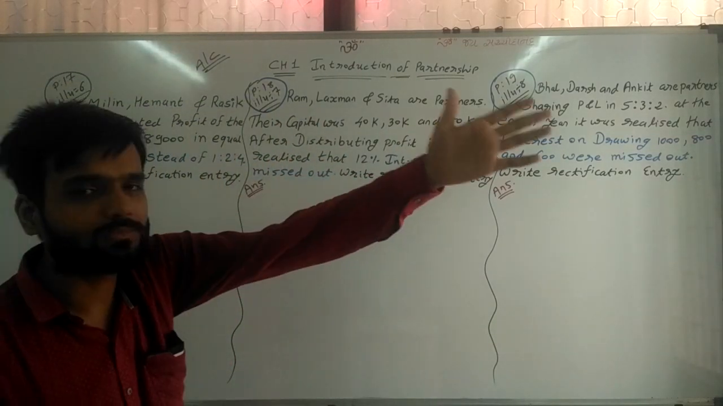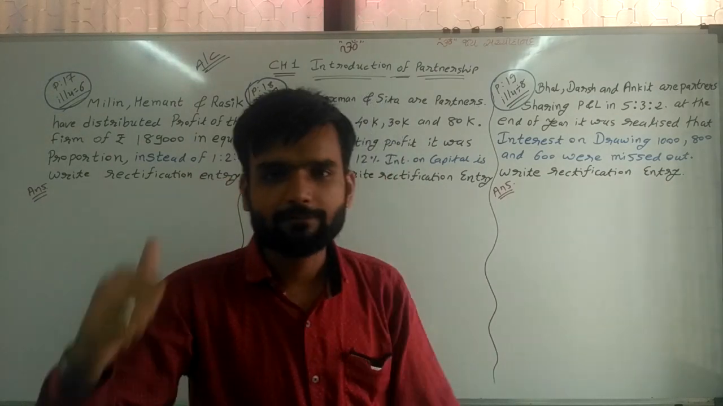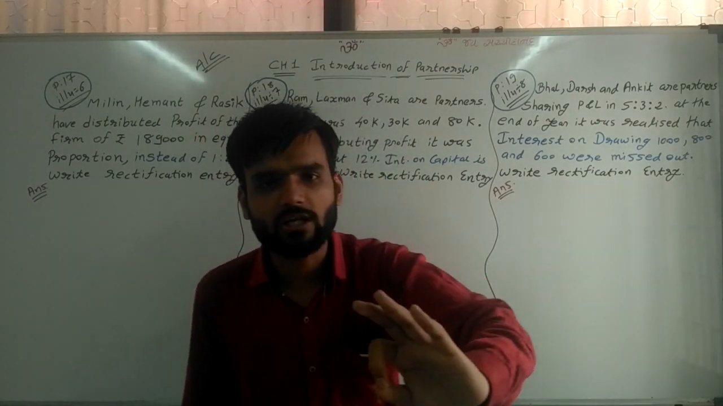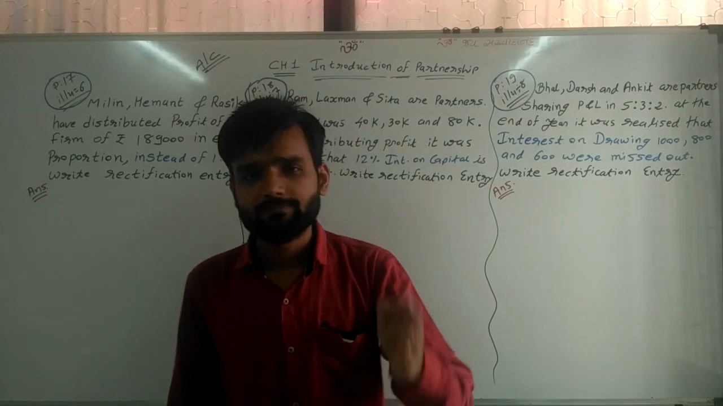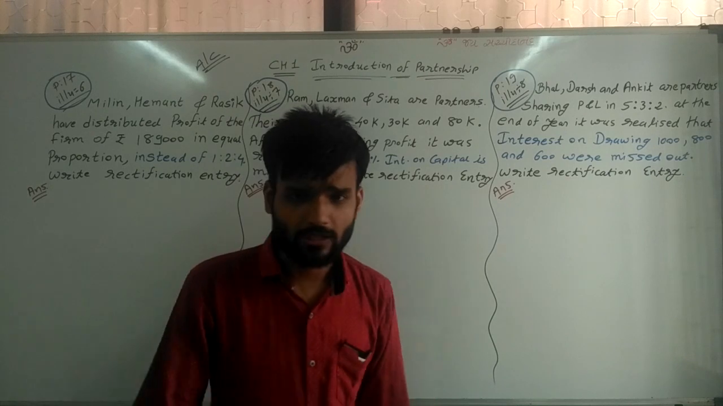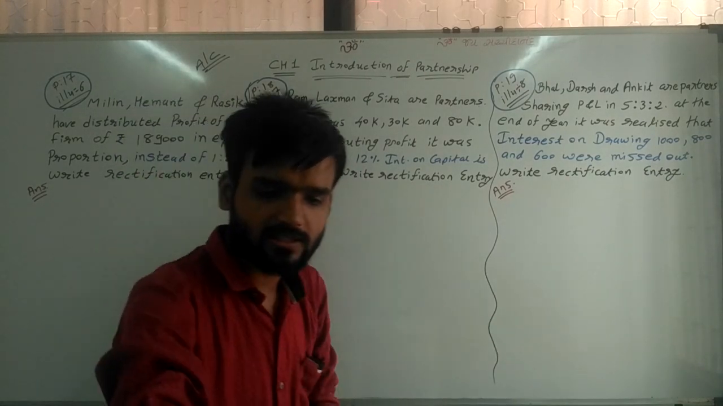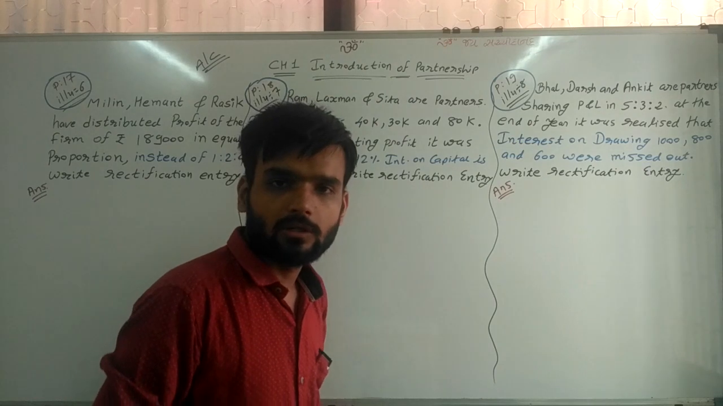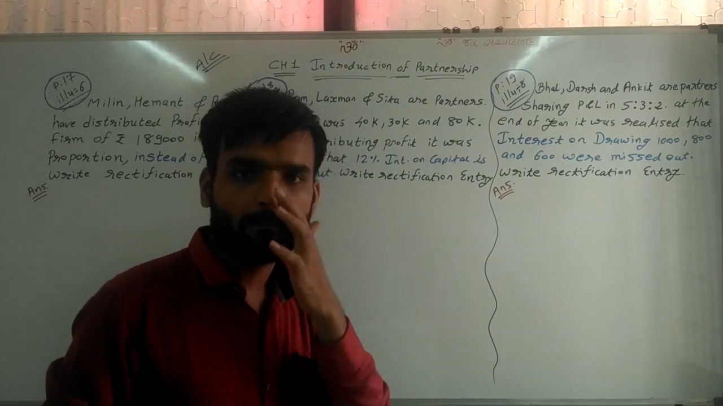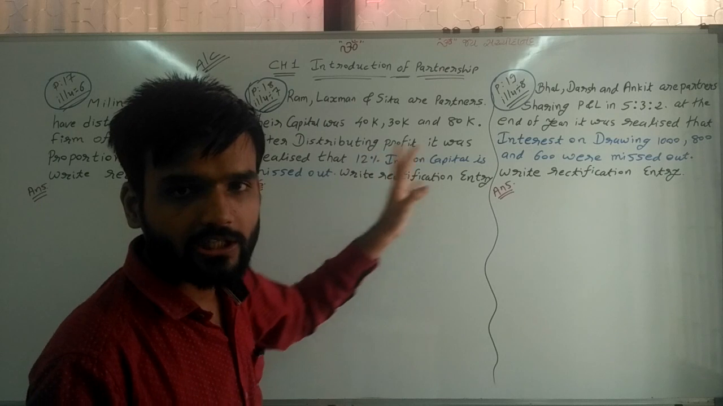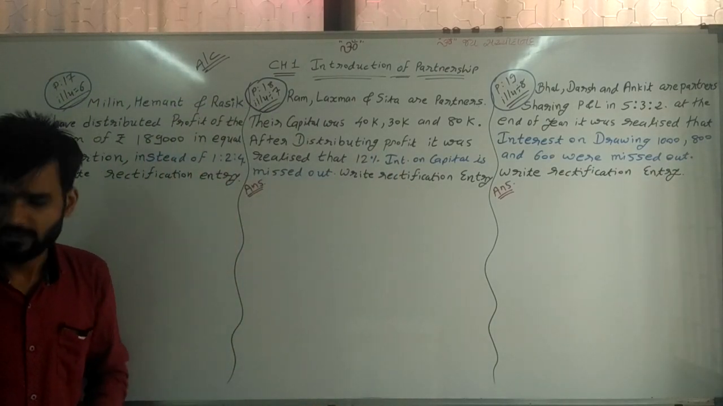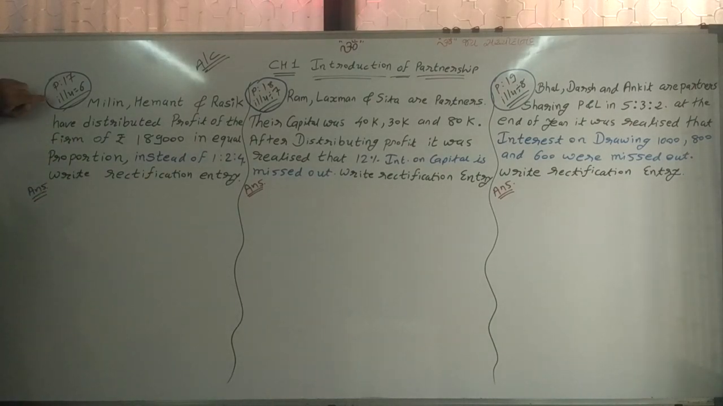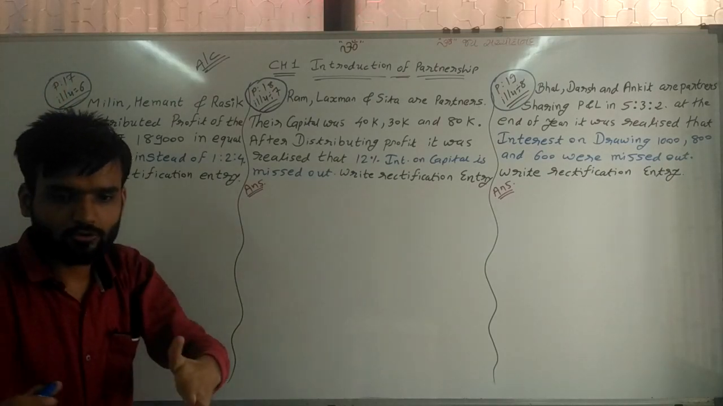I have taken 3 sums here, and all the sums are rectification entry sums, so one by one we are clearing them. Try to understand, because on this basis I make one rule, and that rule is applicable in all types of rectification entry sums. Now starting with sum number 1. This is illustration number 6, page number 17, given in your textbook.